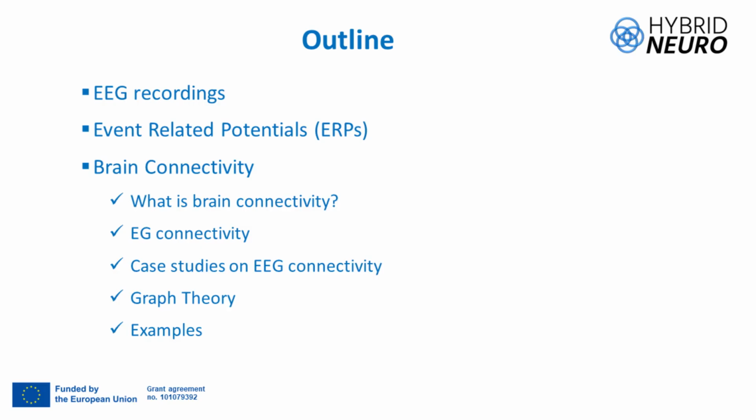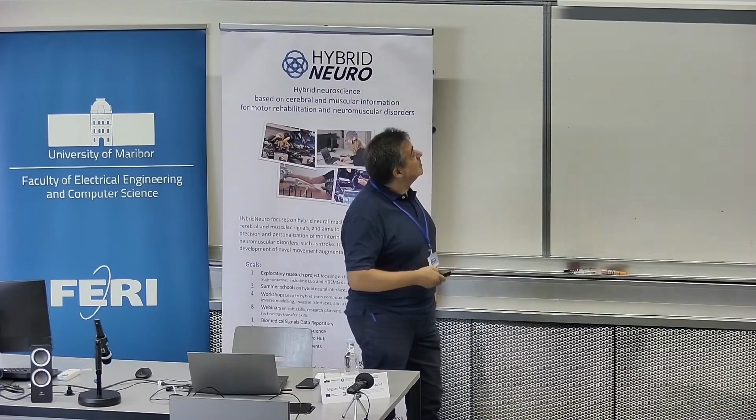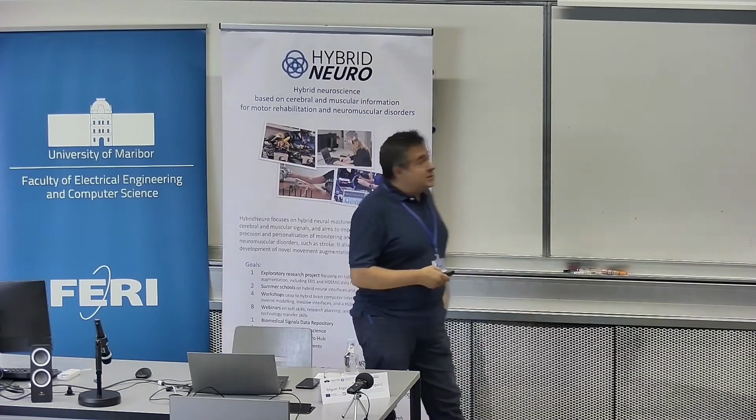So the outline of the presentation: first, as I said, three slides about EEG recordings, moving to event-related potentials, to go to the main topic, which is brain connectivity, with different ideas or concepts. What is brain connectivity, EEG connectivity, examples of case studies, graph theory, and examples, some of them from studies from my group. We start with the EEG recordings.